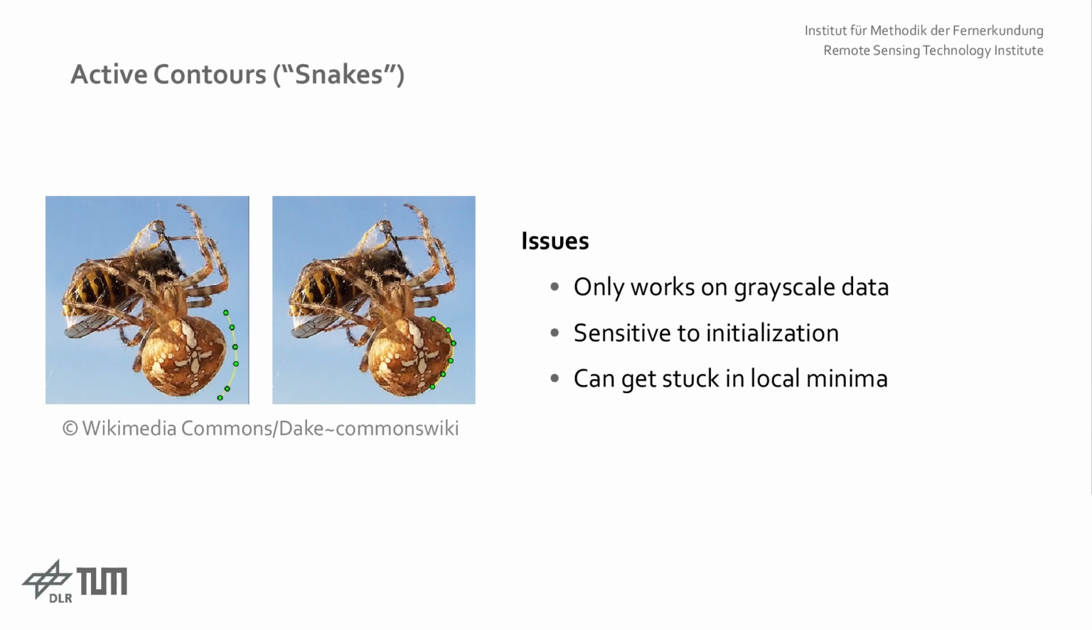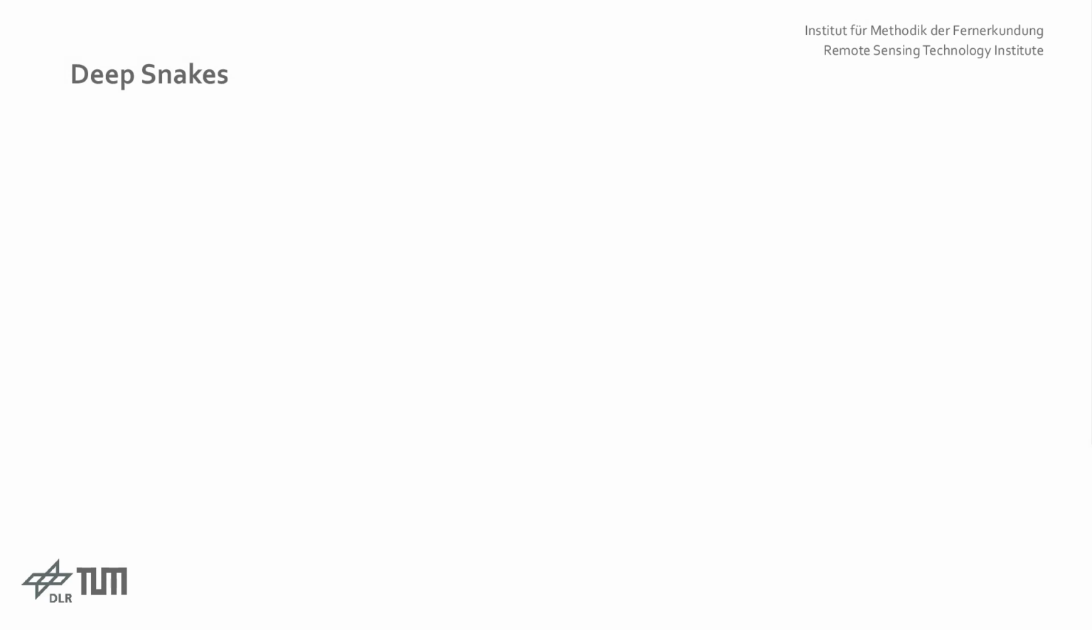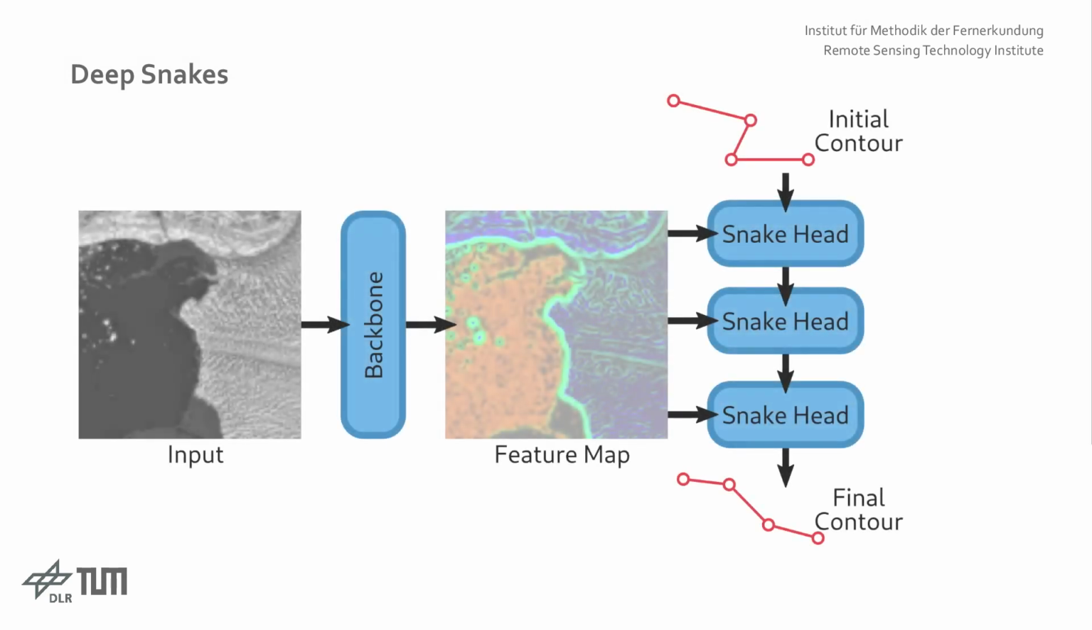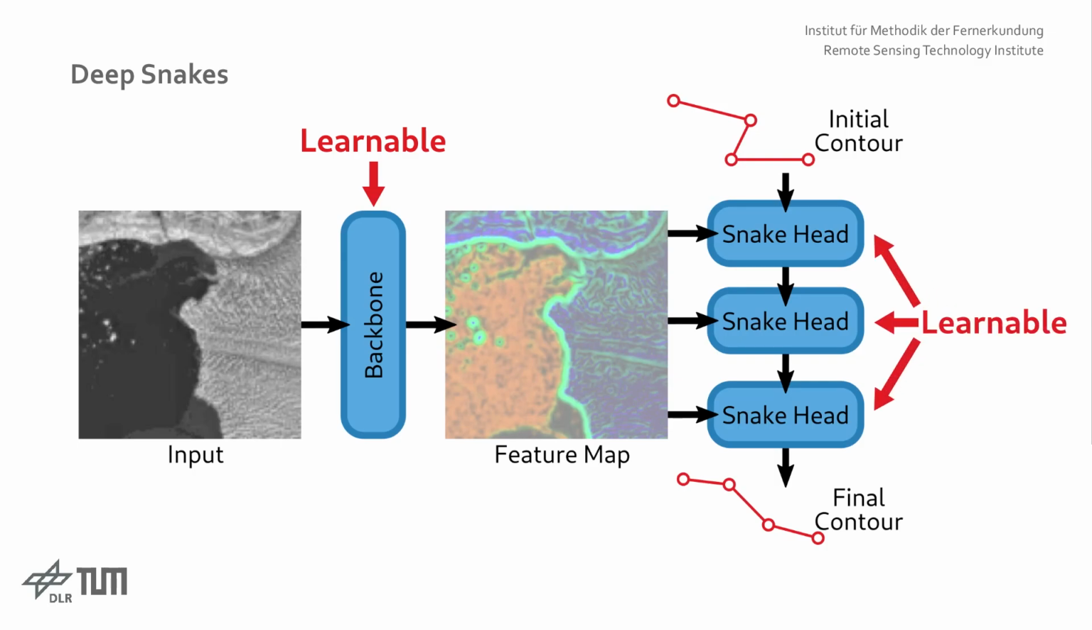It turns out that it is possible to have the best of both worlds. Deep snakes are an extension of the traditional snake method that adds a learnable feature extractor and makes the snake iteration itself learnable. So let's look into how that can be done.